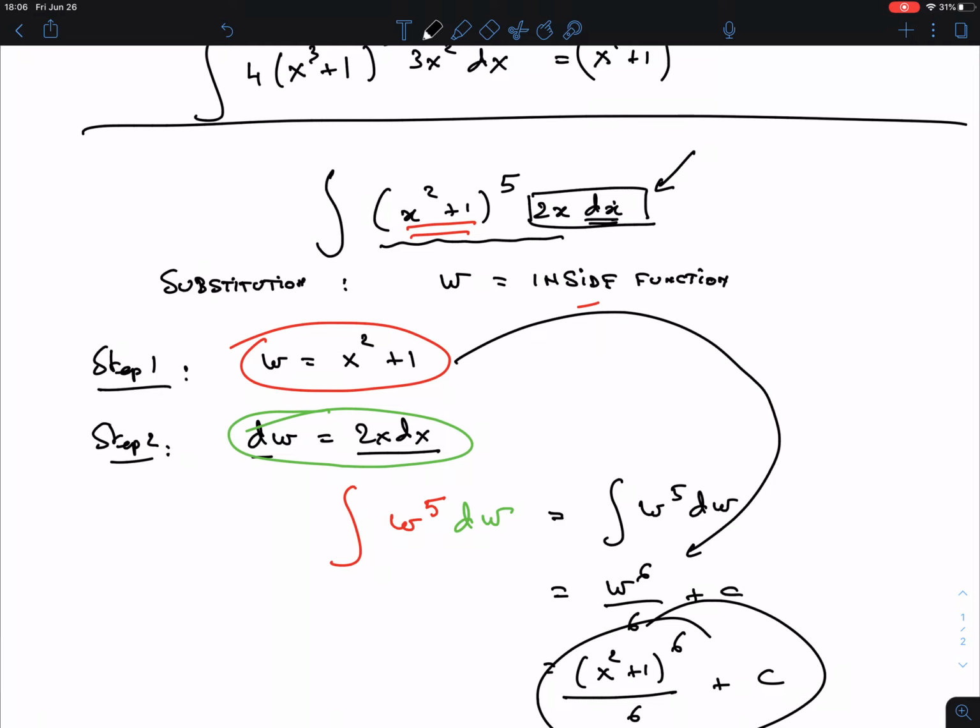Okay, that's it. Now, it's not always that pretty, so let me give you another example. Suppose we have to do the following: x times the radical of x squared plus 3 dx. Let me make it plus 9 here.